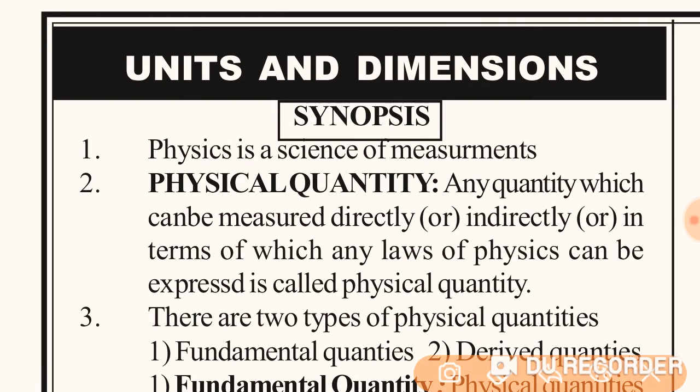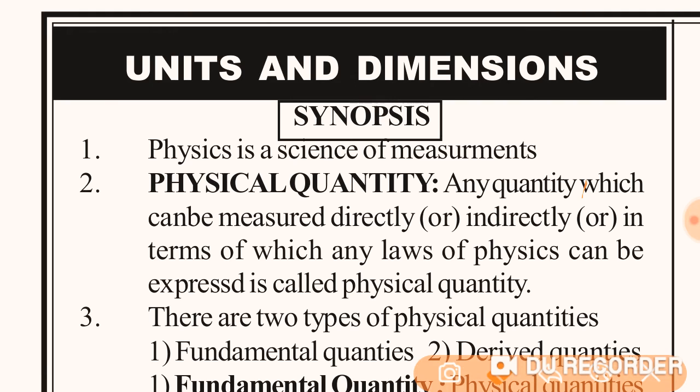First of all, point one: physics is a science of measurement. Physics is a branch of knowledge, a branch of natural science dealing with natural phenomena. In the first part we say that physics is a science of measurements.